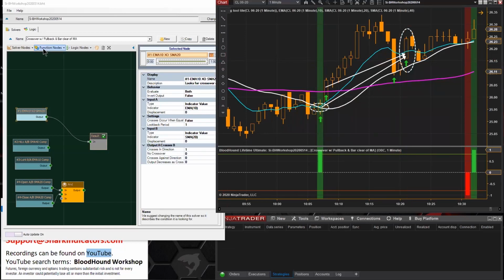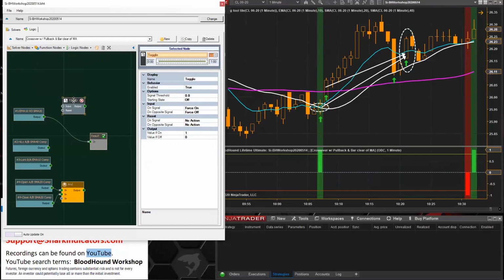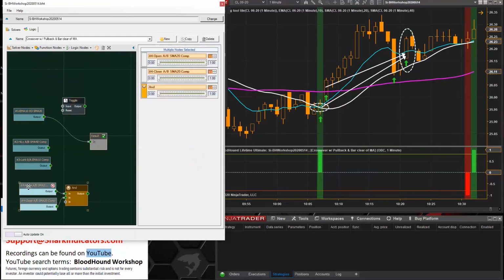What I'm going to do is use toggle nodes in this instance. And the reason why I can use toggle nodes is because, remember, I have this logic here, which acts as a disqualifier as well as a qualifier.